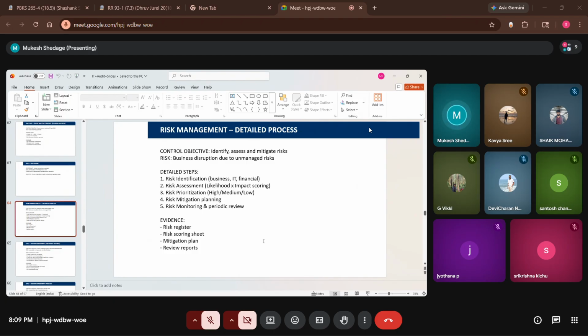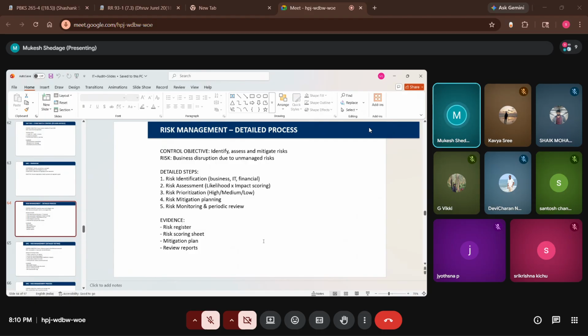Now, to do risk management, there are five stages. First, identification. What is the risk? What type of risk is it? It is a business risk, IT risk, financial risk, cyber security risk, whatever it may be. Then, second step, assess the impact of the risk. How will we assess the impact?